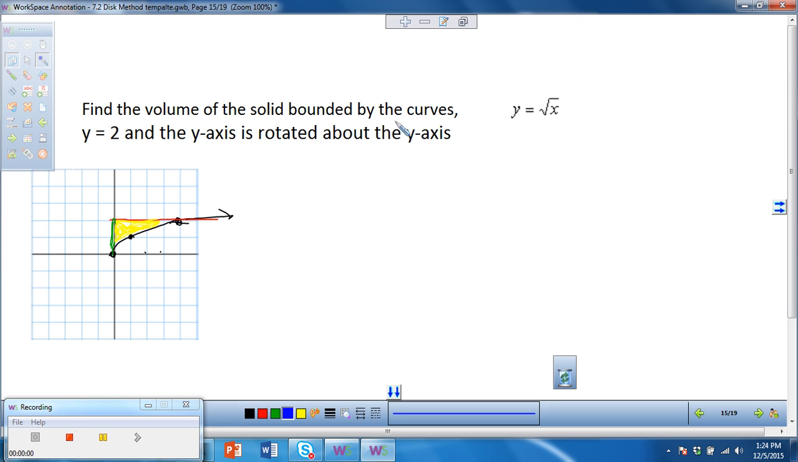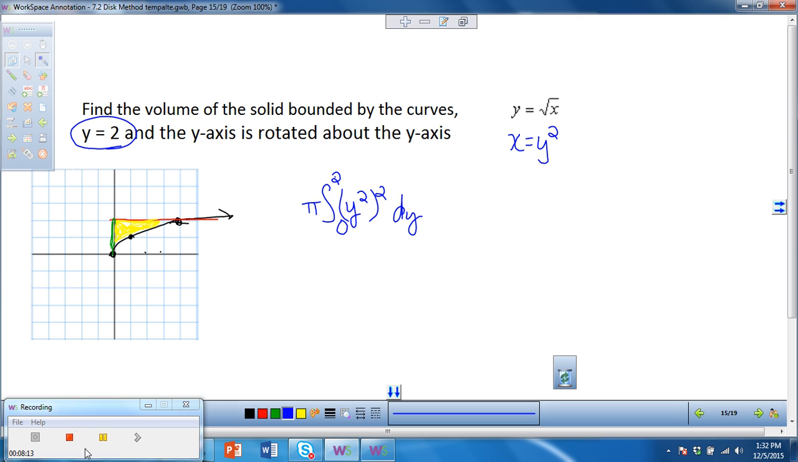So once again, this is going to be about the y-axis. If it's about the y-axis, I have to put everything in terms of y. So this would be x equals y squared, and it was told that y equals 2. This is actually like the one we did on the video, so I'm not going to finish it. But we would go from 0, these are y values, and it would be y squared, squared, and pi. We did this one on the video, so I won't do it again.